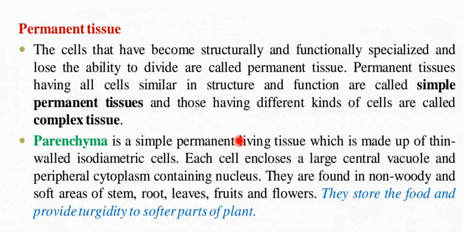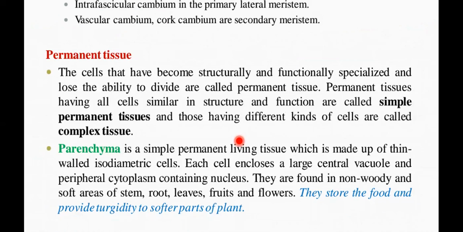Okay, now let us come to the permanent tissues. So what are these permanent tissues? Permanent tissue, the cells of these tissues do not generally divide. Okay, generally do not divide. They are differentiated. Okay, they have all cell types similar in structure and designed to perform common function. These are called permanent.